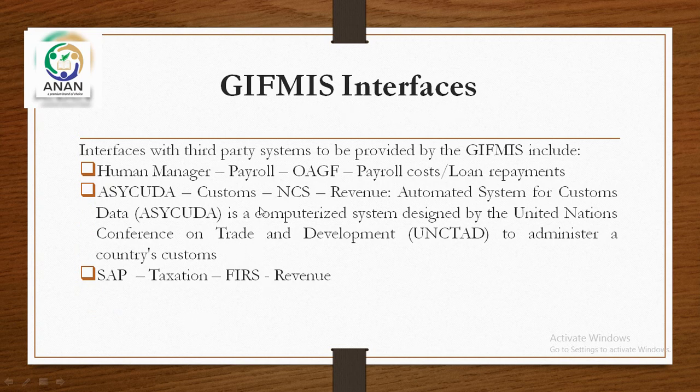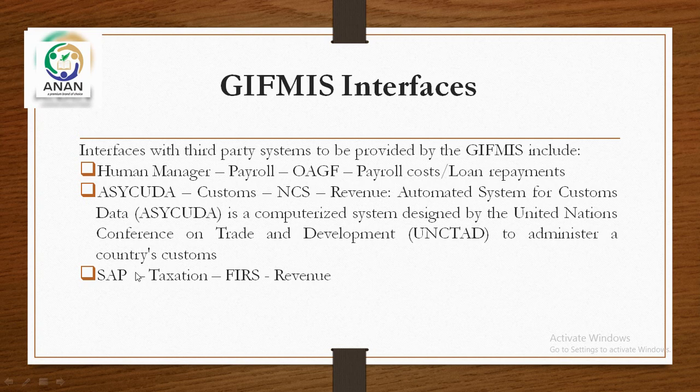GIFMIS interfaces. I want to take a look at some of the interfaces of GIFMIS, or collaborations. Interfaces with third-party systems to be provided by GIFMIS include Human Resource Manager, the Payroll, Office of the Accountant General of the Federation, Payroll Cost, Loan Repayment, ASYCUDA, the Nigerian Customs Service Revenue, Automated System for Customs Data. So it's more of a computerized system designed by the United Nations Conference on Trade and Development to administer a country's customs. So all activities or transactions relating to the customs office are being carried out using this particular software.